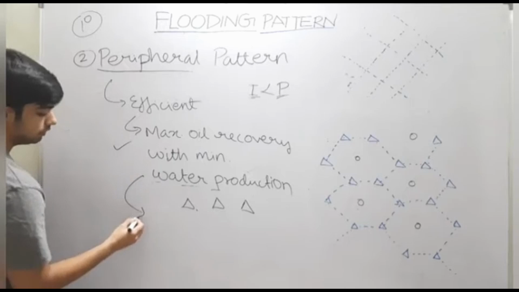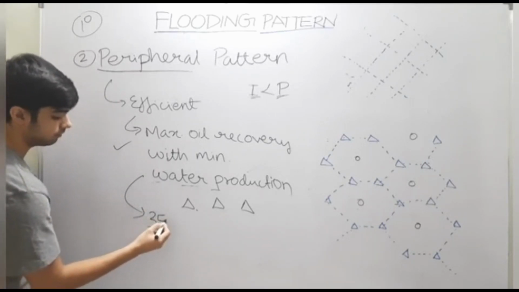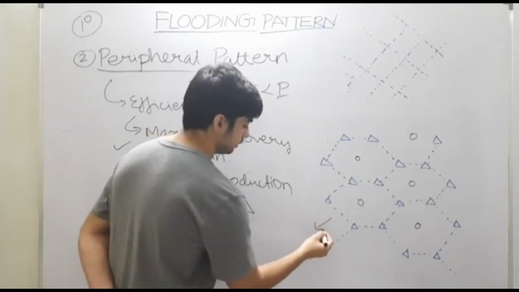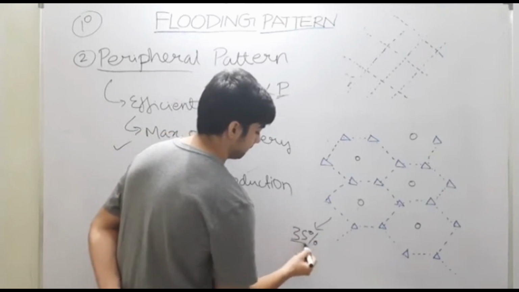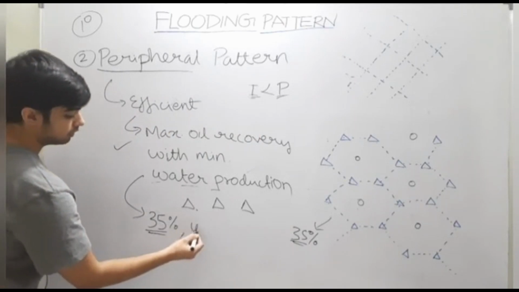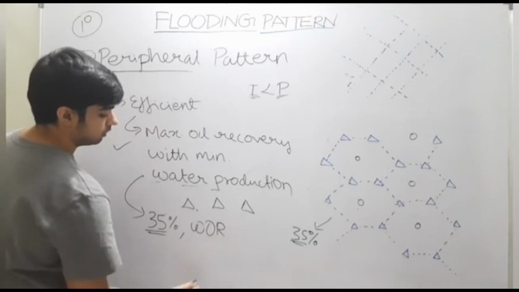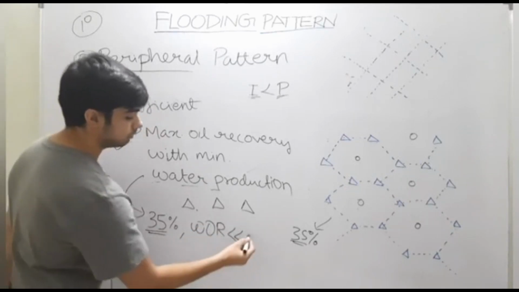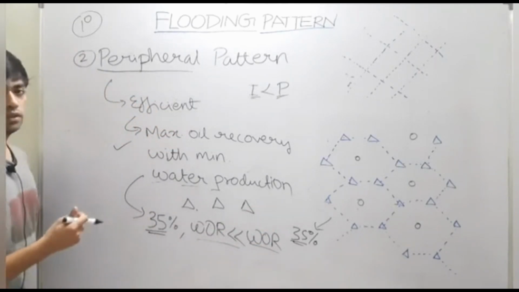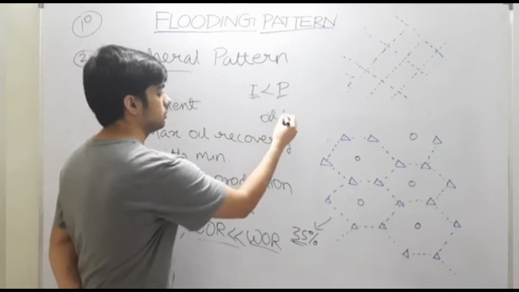Now let us take a case that in some reservoir it is having 35% of the recovery, and the same result is obtained from this as well. The recovery factor is 35% in this case, but the water oil ratio will be extremely less when we compare it with this one. So high water production is also one of the major disadvantages, because you have to separate out oil from water.